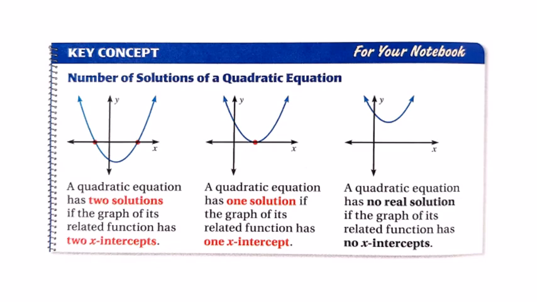Alright, so here in this key concept box, we have a couple of nice hints for us. A quadratic equation has 2 solutions if the graph of its related function has 2 x-intercepts. A quadratic equation has 1 solution if the graph has 1 x-intercept. So it only touches. It doesn't go through multiple times, it just touches it. And then there's no real solution to the quadratic equation if there are no x-intercepts.